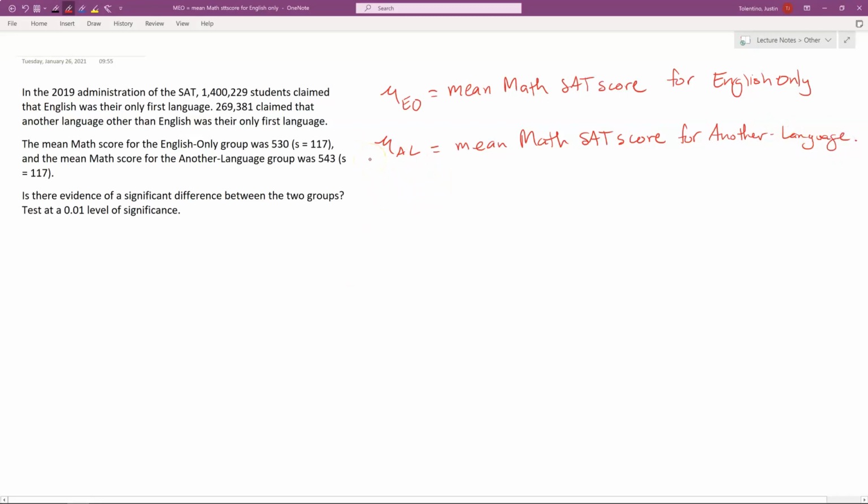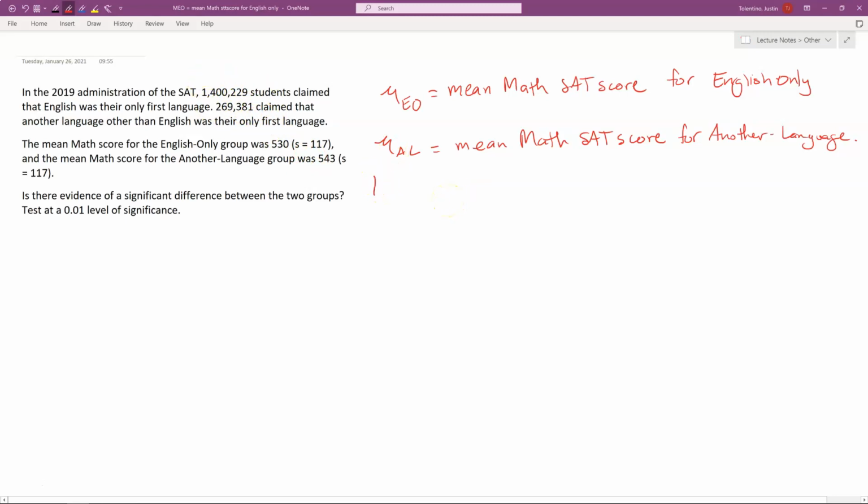Again, what is it that we're trying to test here? Is there a difference between these two groups? Because as we can see in the samples, it does look like the another language group was a little bit higher than the English only group. So is that a discernible difference, or is that something that's just due to sampling variability, or just the variability we'll see in these two populations?